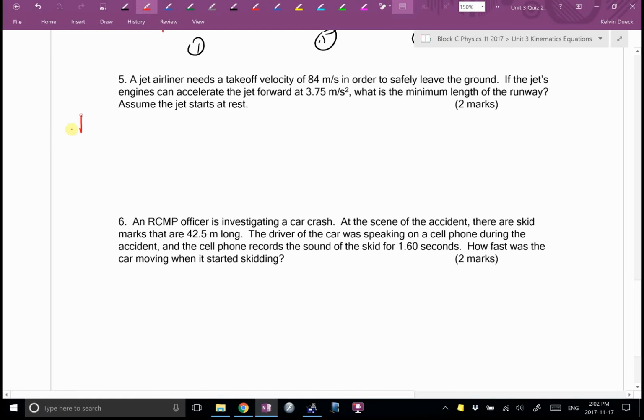Looks like number 5 wants me to find D. It says assume the jet starts at rest, so I can assume VI is 0. Looks like VF is 84. Looks like A is 3.75. We did a question like this in our notes. This is actually pretty good data. This is roughly the numbers. I think I was looking up the Boeing 747 numbers, or I might even have been looking up the Airbus, the new big one numbers. I can't remember. But I tried to make these numbers realistic.